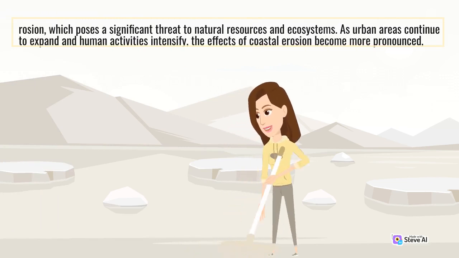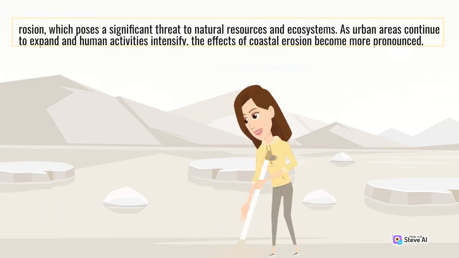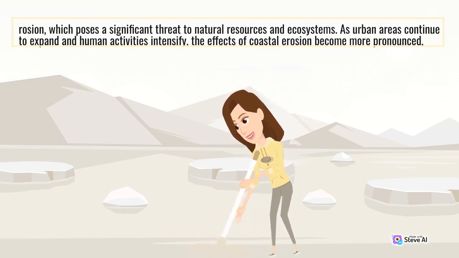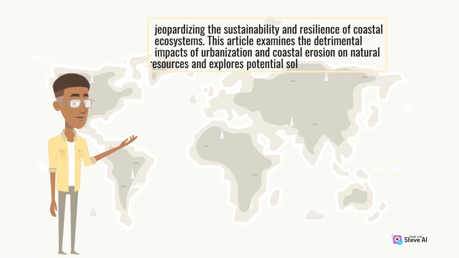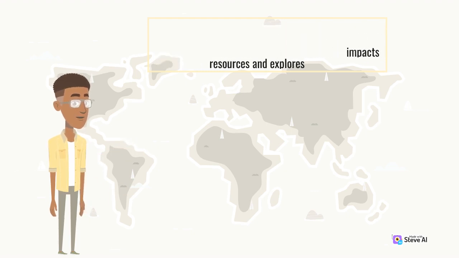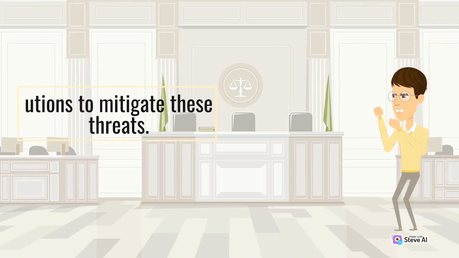As urban areas continue to expand and human activities intensify, the effects of coastal erosion become more pronounced, jeopardizing the sustainability and resilience of coastal ecosystems. This article examines the detrimental impacts of urbanization and coastal erosion on natural resources and explores potential solutions to mitigate these threats.